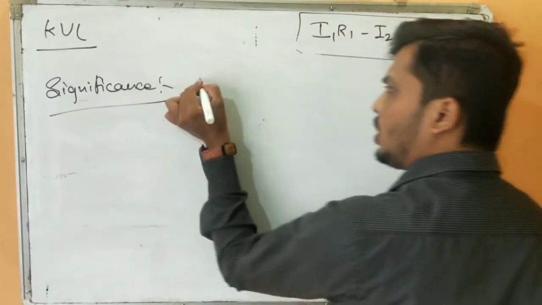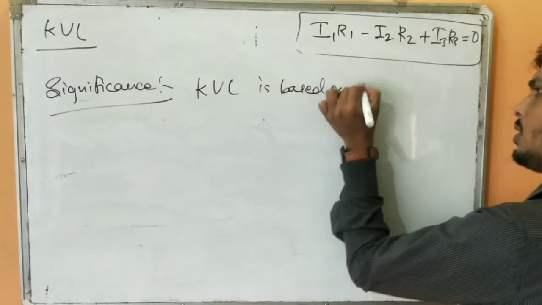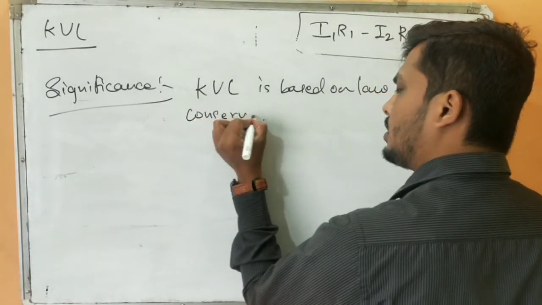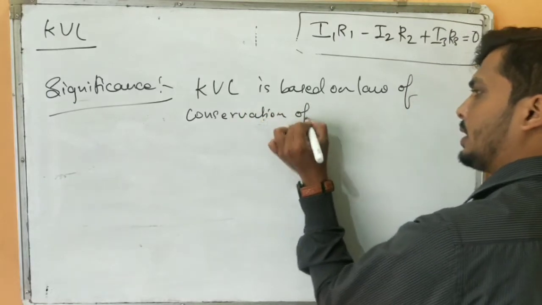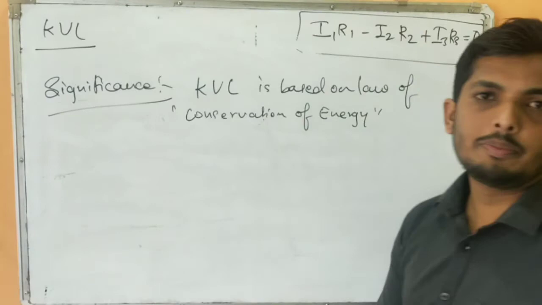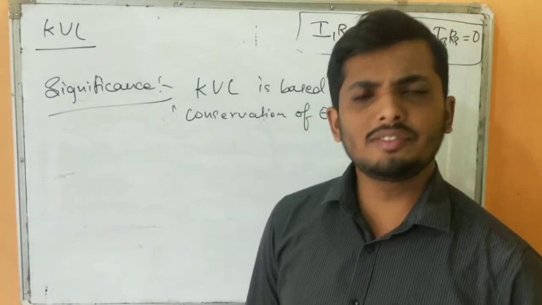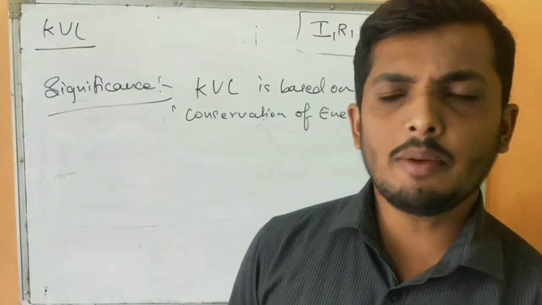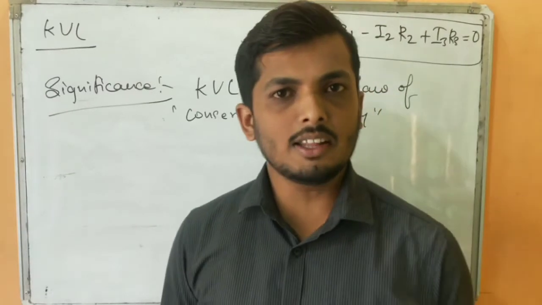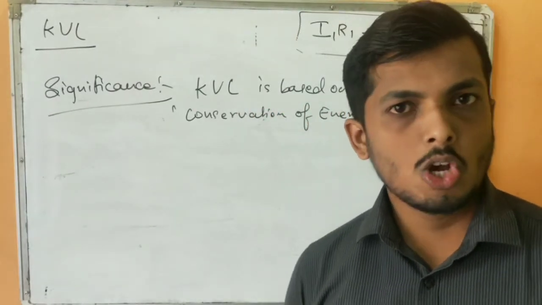So KVL, Kirchhoff's voltage law, is based on the law of conservation of energy. Most importantly, Kirchhoff's voltage law is based on the law of conservation of energy. Quite simple to understand. Whatever will be the EMF, that much will be the IR product. So you are neither creating the energy nor destroying the energy. The net energy of the system remains constant.